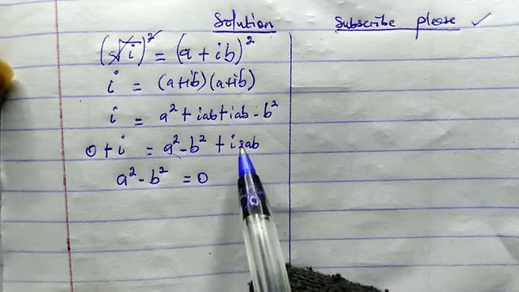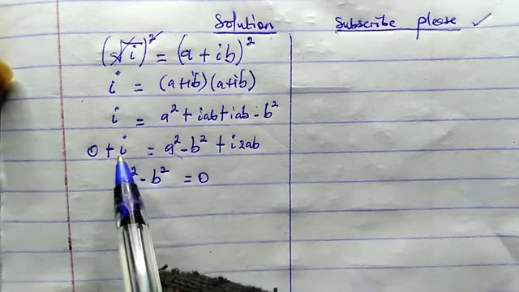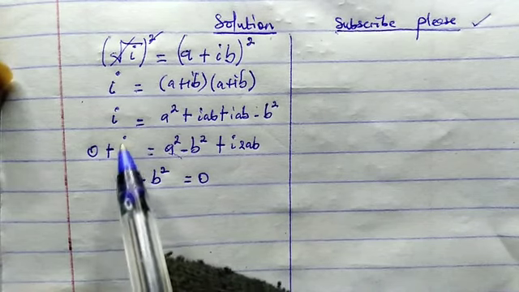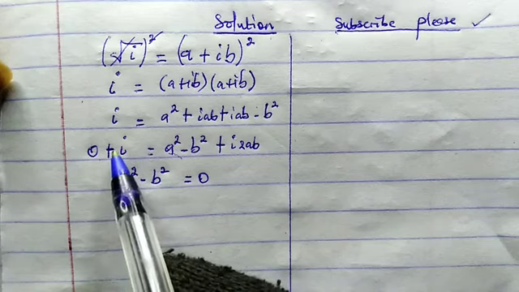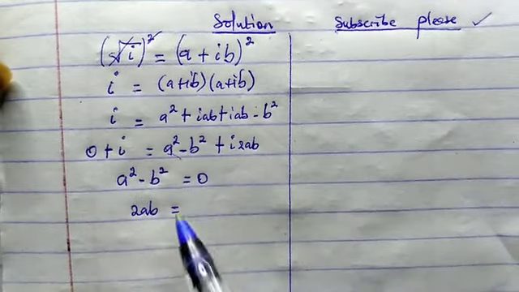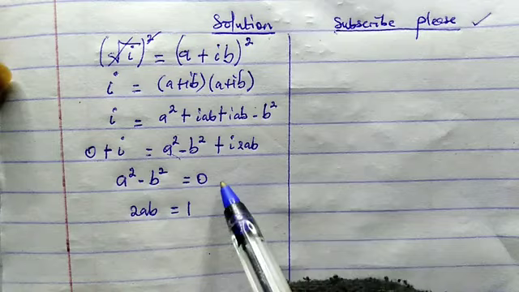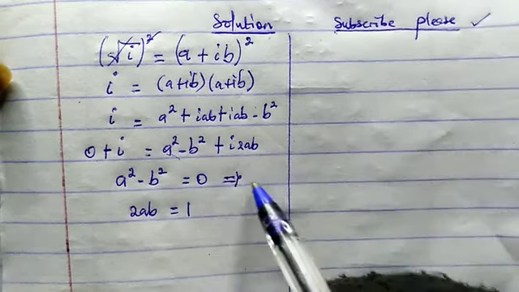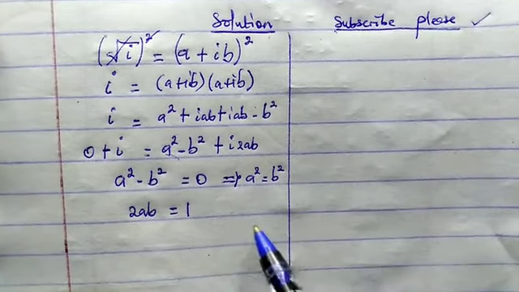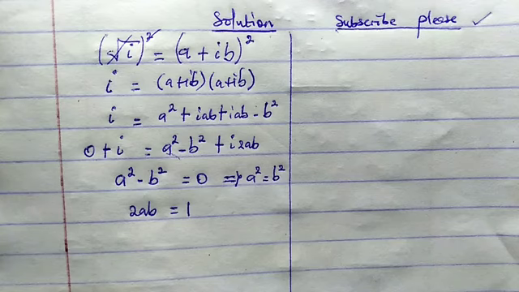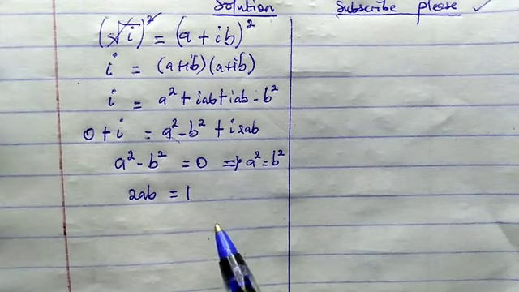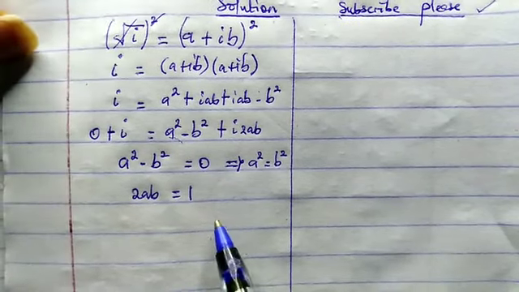And the imaginary part, 2AB is equal to 1, because I here is 1 times I. So the imaginary part of this is 1. So here we have 2AB, this is equal to 1. From this equation right over here, A squared is equal to B squared. Mind you, we are interested in finding the principal square root of I, right?